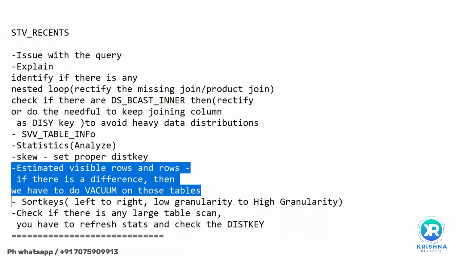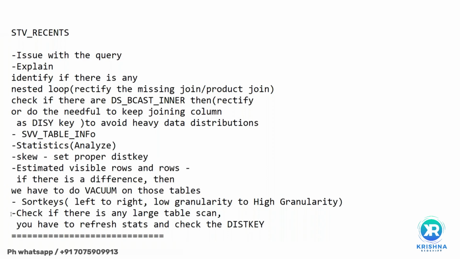Sometimes keeping proper sort keys will also improve the performance, because now we are discussing the issue with the query. Next, check if there is any large table scan. If big tables are scanned, then you have to refresh stats and check the distribution key. Everything here we need to do with statistics, distribution keys, vacuum, and skew. And avoid the product join or nested loop join. Product join means nested loop join here. So we need to check everything one by one.